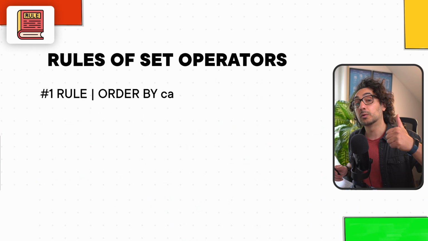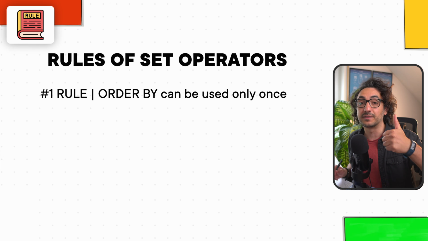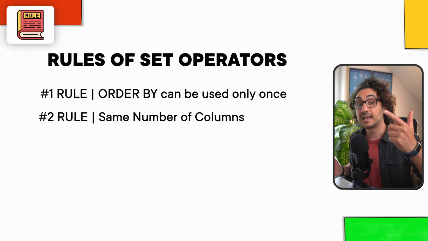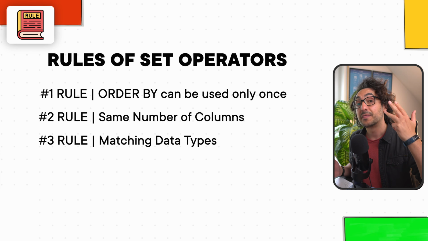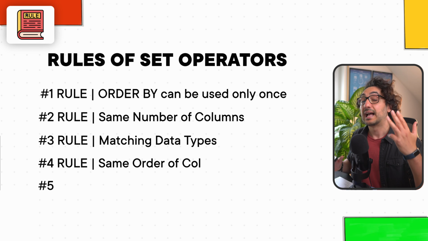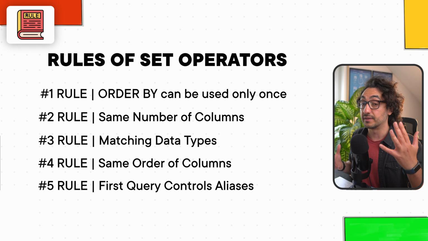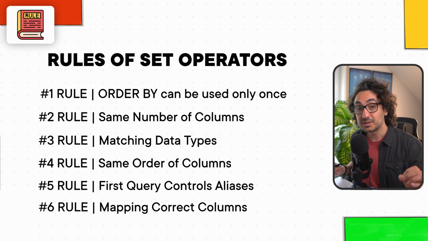Alright, so those are the rules of the set operators. The first one is that the ORDER BY can only be used once at the end of the entire query, and all queries must have the same number of columns, matching data types, and the same order of columns. The first query always controls the names and the aliases of the result set, as well as the data type. And the last rule is to make sure that you are mapping the correct information to each other between queries. So those are the rules of the set operators.